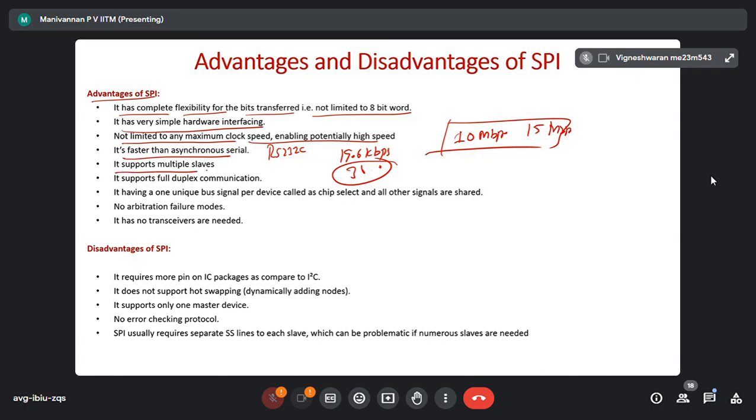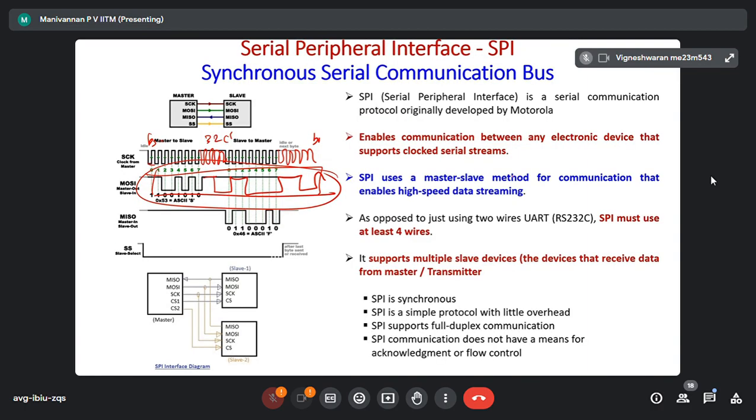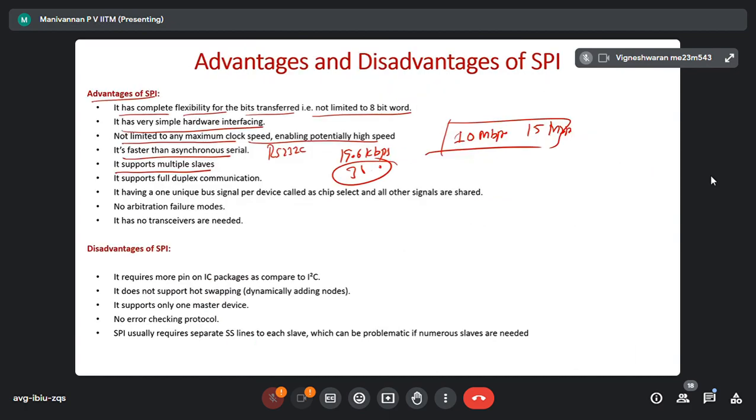It supports multiple slaves. As I told you, 2, 3, 4 slaves also, one master. Right? Here we have shown one master with 2 slaves. It can go more also. And it supports full duplex communication. Master can send data, slave will receive. Slave can reply, master will receive. So they call it full duplex communication.